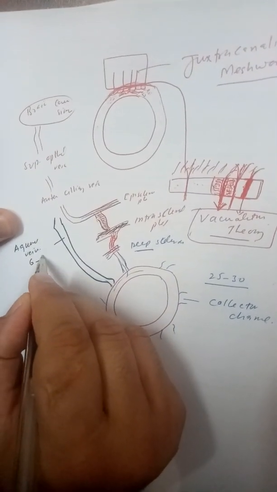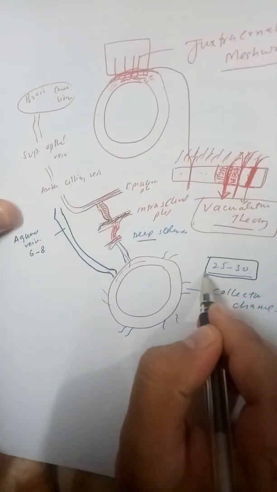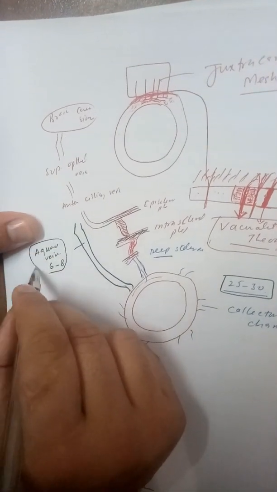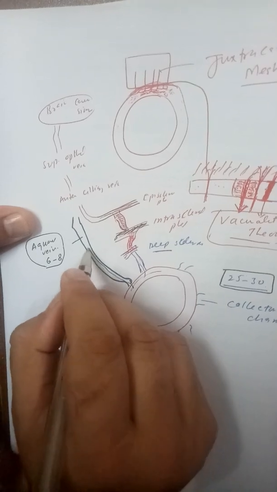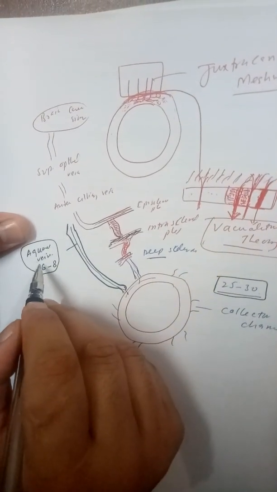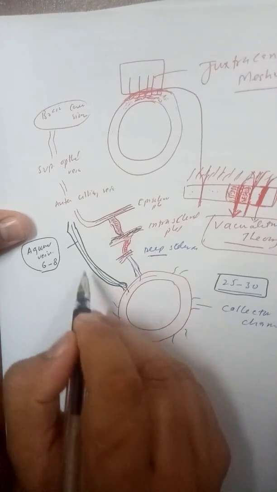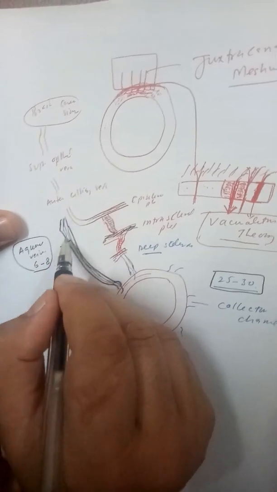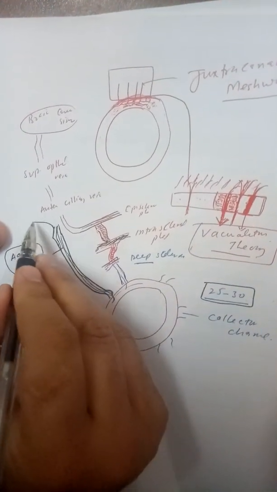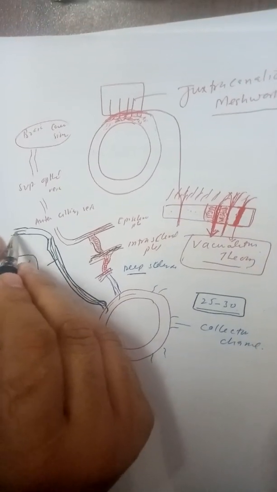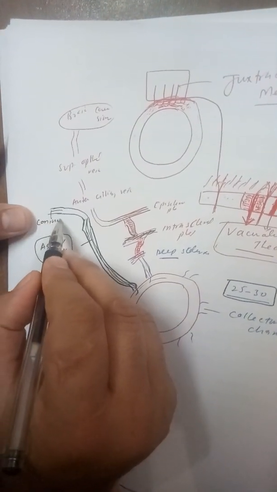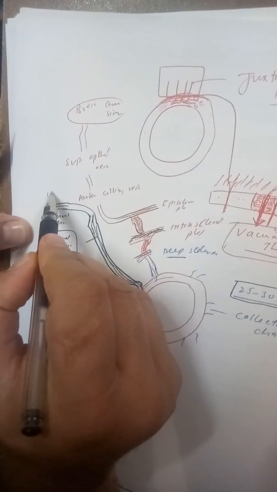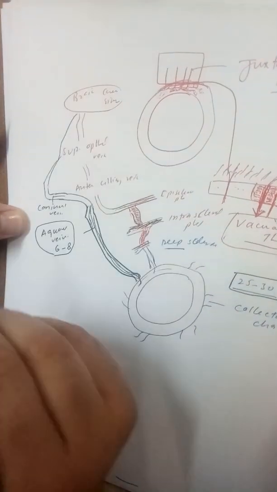which are about 6 to 8 out of 25 to 30. Out of 25 to 30 collector channels, 6 to 8 channels go directly from the canal of Schlemm and reach the limbus area. This channel is called the aqueous vein. It is called the aqueous vein because it contains only aqueous and no blood. When it reaches the limbus, it combines with the conjunctival vessels, especially the veins. So it combines with the conjunctival vein at the limbus, and from this conjunctival vein, it reaches the superior ophthalmic vein and then the cavernous sinus.